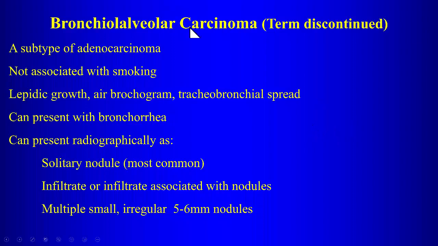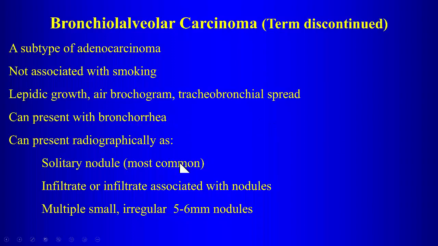So these used to be called bronchoalveolar carcinomas, a subtype of adenocarcinoma, not associated with smoking. They show lepidic growth, meaning that they grow along the airway walls without destroying or distorting the lung architecture. And that's why we can have air bronchograms. It can also spread through the airways, so you can have multiple foci of tumors. And because it's mucin producing, it can present with bronchorrhea.